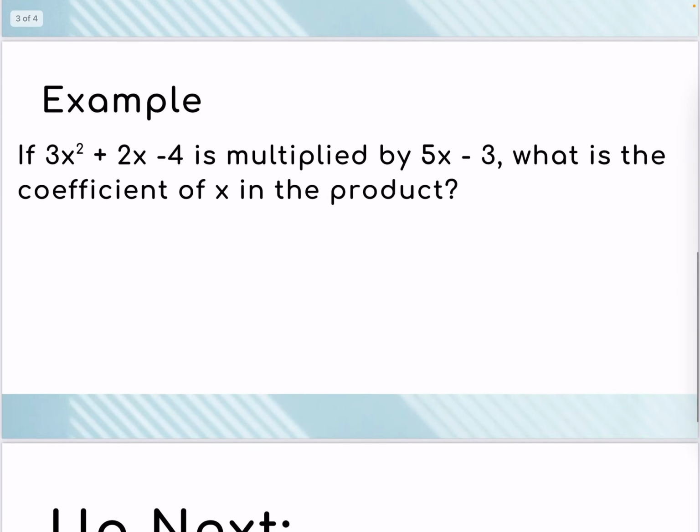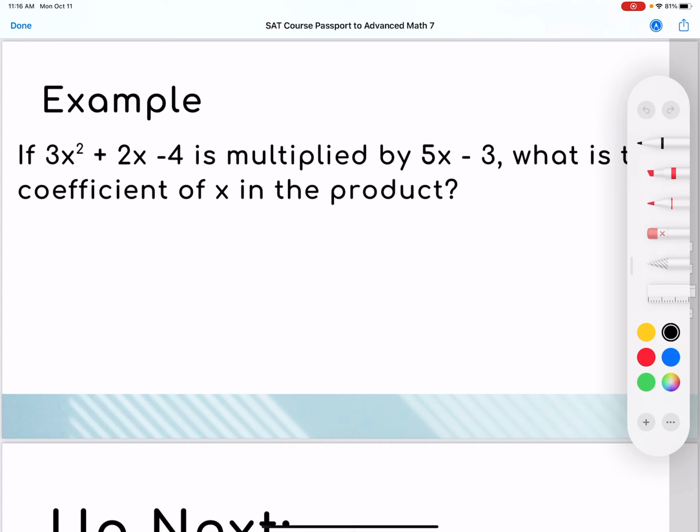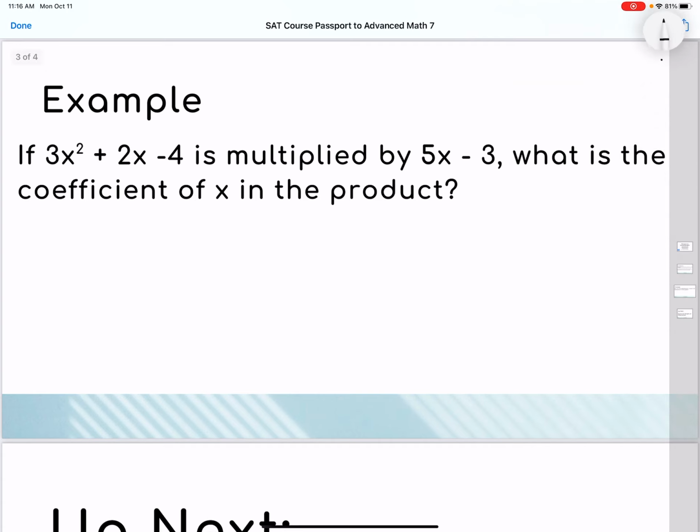All right, so to get into that example, we're asked here: if 3x squared plus 2x minus 4 is multiplied by 5x minus 3, what is the coefficient of x in the product? All right, so ultimately it's going to be a multiplication of polynomials problem. So let's start with that 5x minus 3. Put that in parentheses to make sure it's separated from the 3x squared plus 2x minus 4. All right.